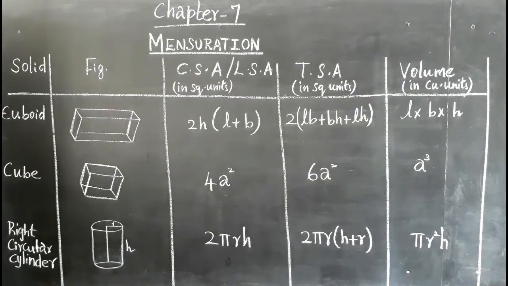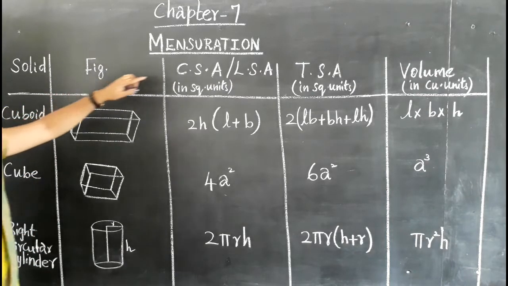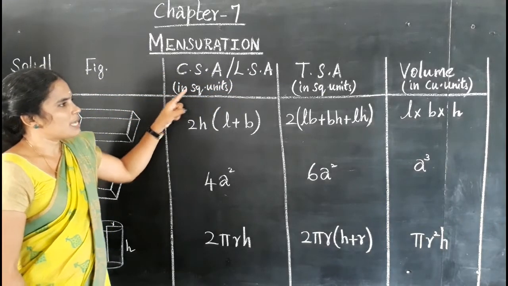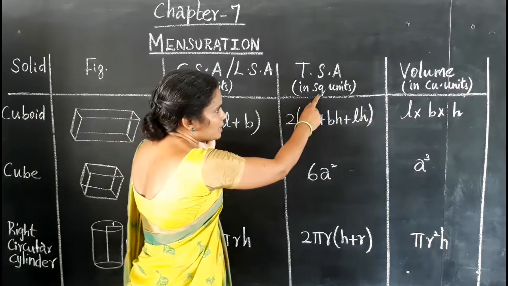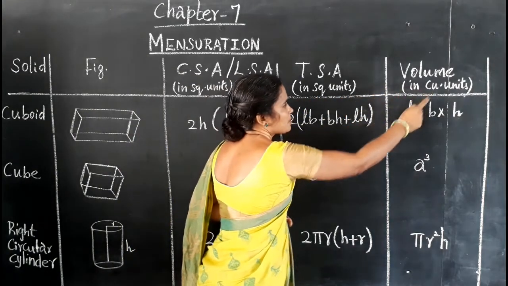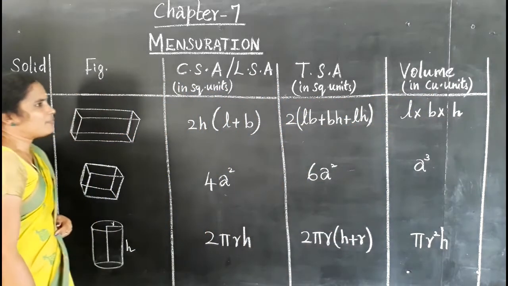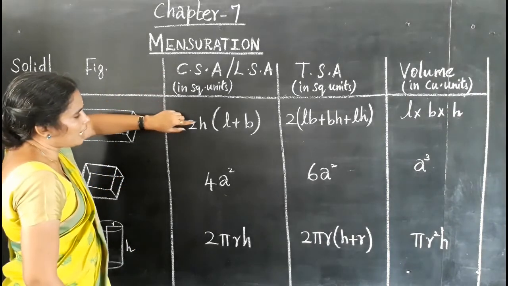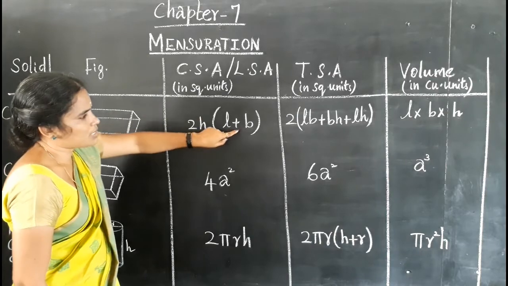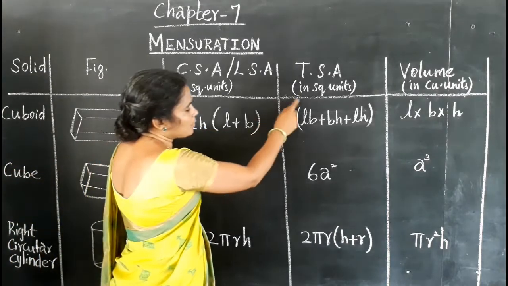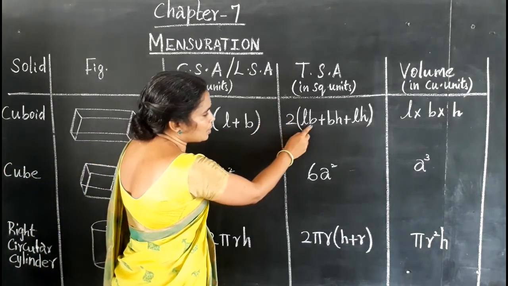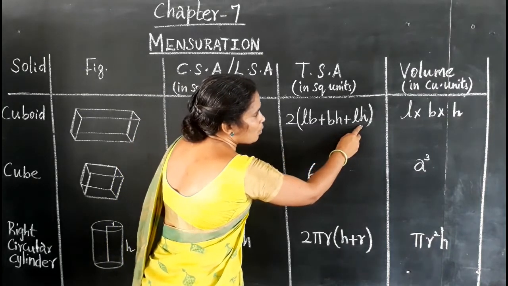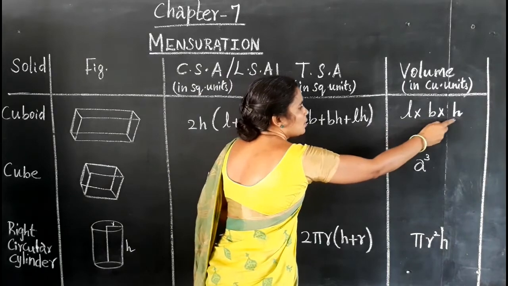First of all, let us go with the cuboid. CSA of a cuboid is otherwise called LSA. It is in square units, and TSA is in square units, and volume is in cube units. So you have to be very careful with units. Here in the cuboid, CSA is 2h times (length plus breadth), and TSA is 2 times (length into breadth plus breadth into height plus length into height), and volume is length into breadth into height.